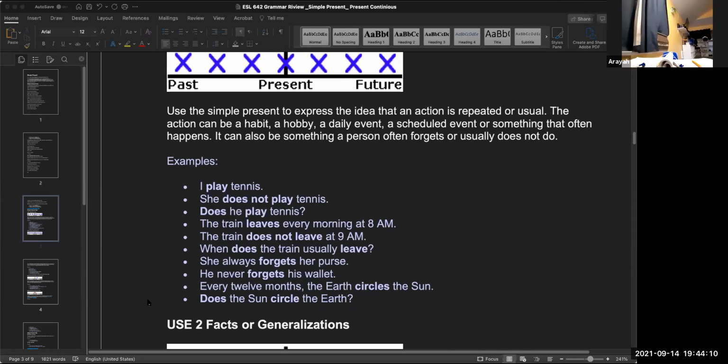She always forgets her purse. That's something she always does. He never forgets his wallet. He always has his wallet on him. So that's something that is always with him. Every 12 months, the earth circles the sun. That's something constant. Every 12 months, there's a new cycle. Okay?